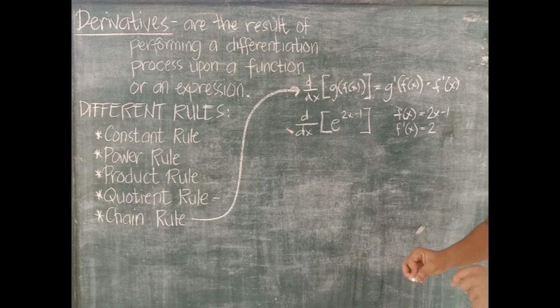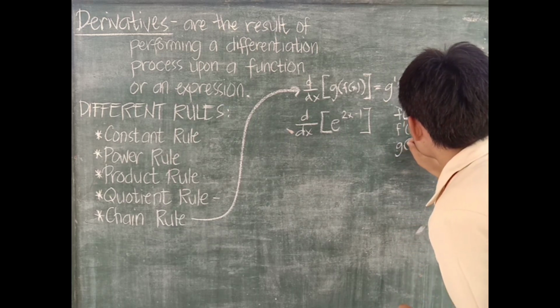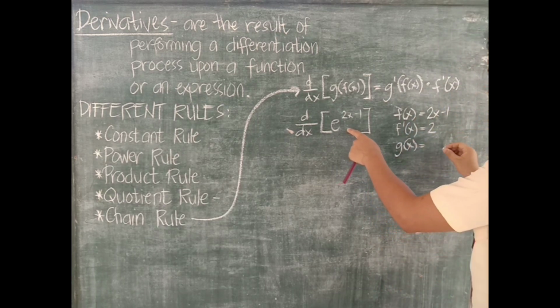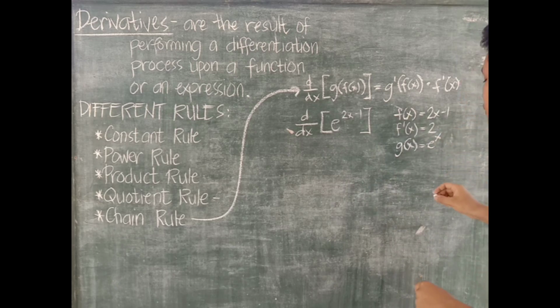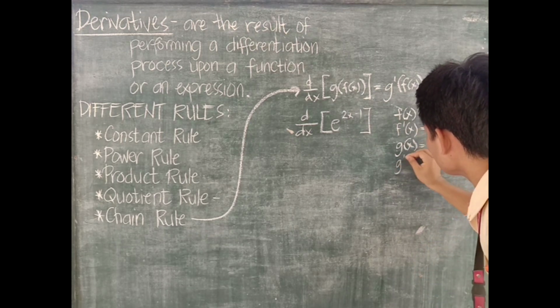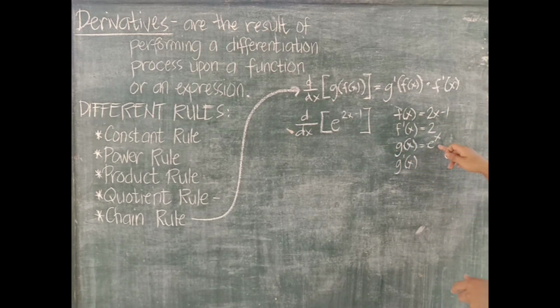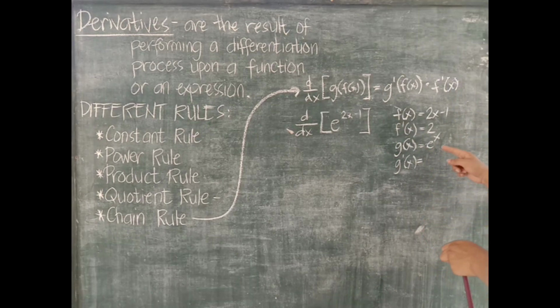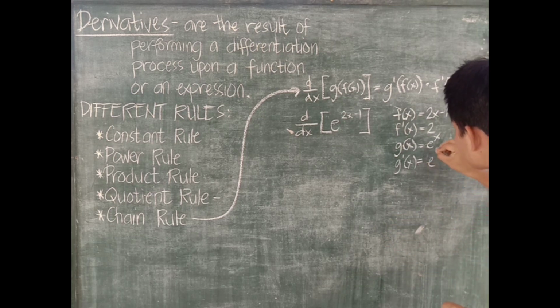So now let's find the outer function. It is e raised to x, the variable x. Okay, this 2x minus 1 will become one variable, which is the x. Okay, the derivative of this outer function, e raised to x, is just equal to itself. So the derivative of e raised to x is just e raised to x.